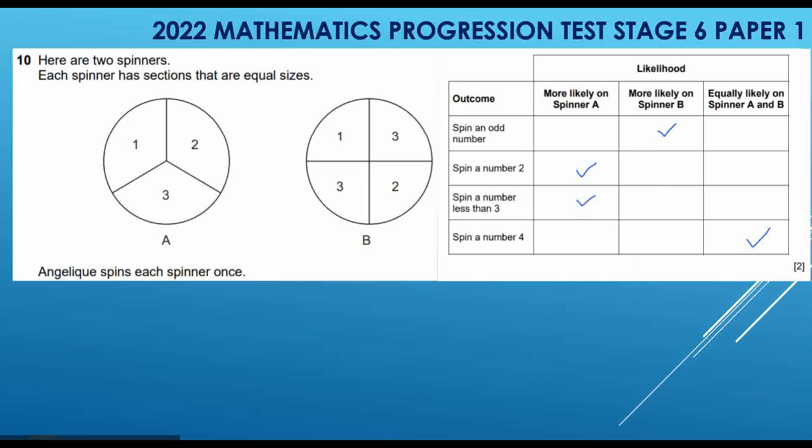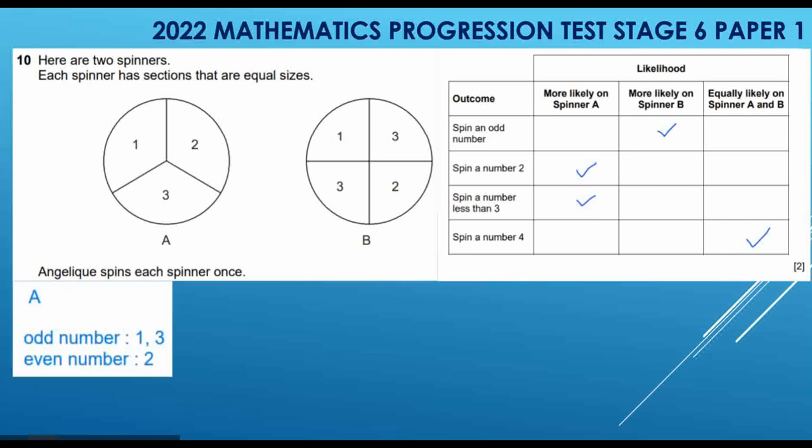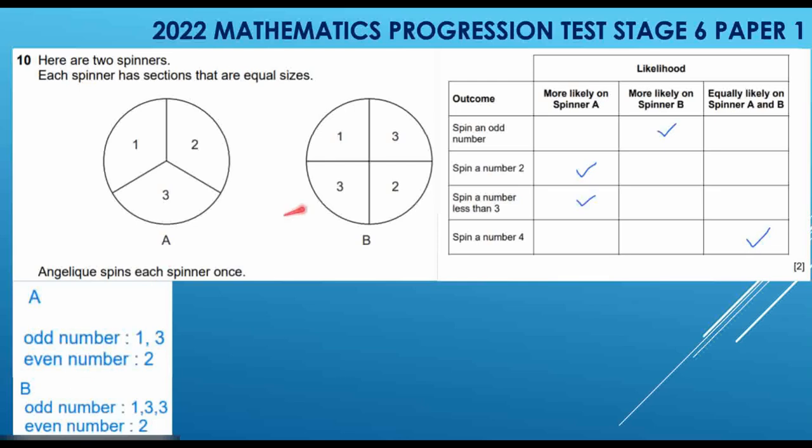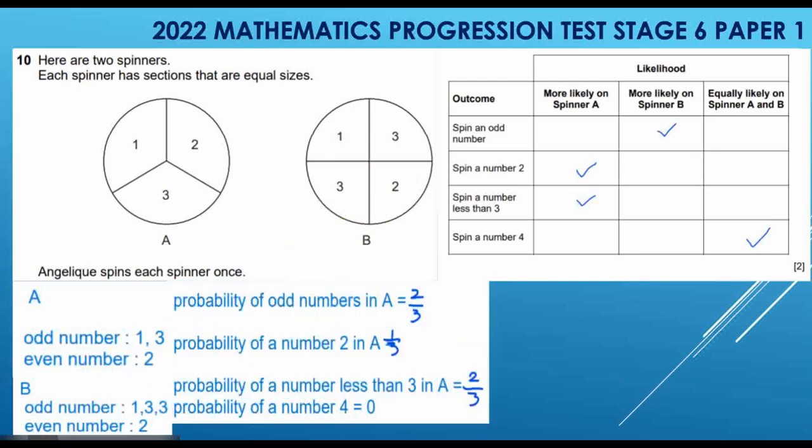Here's the explanation. For spinner A, we have odd numbers 1 and 3 and even number 2. For spinner B, we have odd numbers 1, 3, 3 and even number 2. So the probability of odd numbers in A is 2 over 3. Probability of a number 2 is 1 out of 3. Probability of a number less than 3 is, there's 1 and 2, so 2 over 3. Probability of a number 4, there's no number 4, is 0.